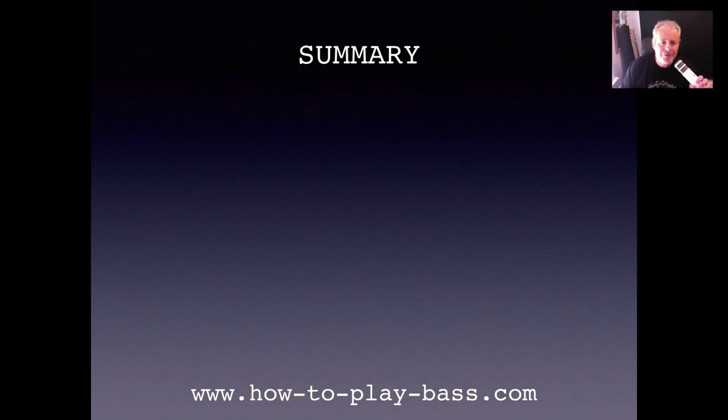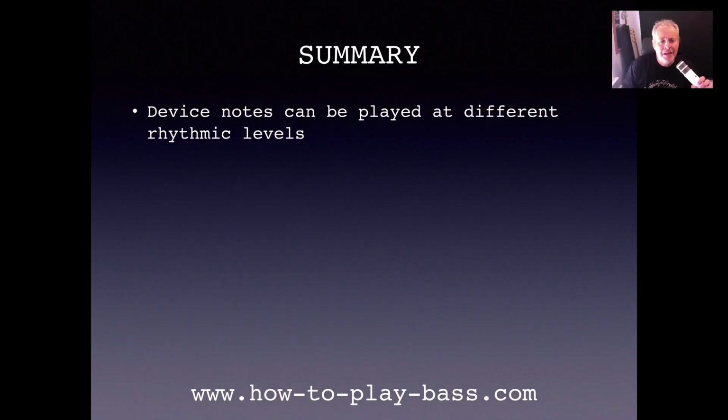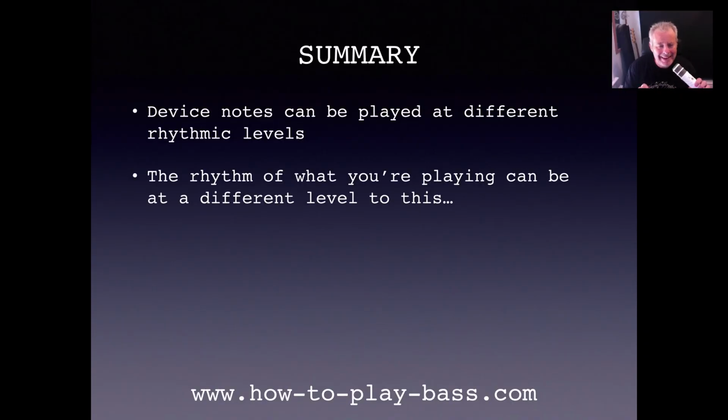Okay, we've covered a lot of ground here, so let's just recap. Device notes can be played at different rhythmic levels, so you can conceive a line in quarter notes or in 8th notes, even in 16th notes. As you get more advanced, you can conceive a line where different sections are conceived at different rhythmic levels. The rhythm of what you're playing can be at a different rhythmic level to the level at which you've conceived the device notes that form the building blocks of the line.